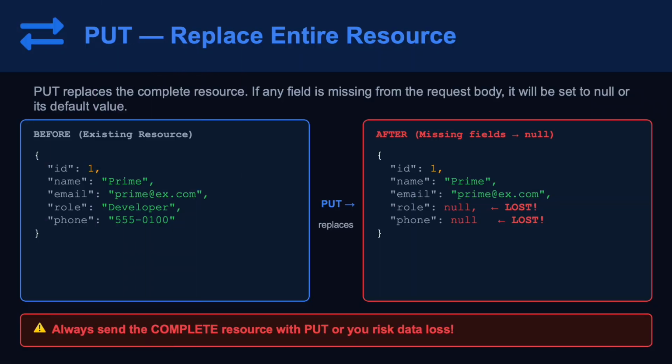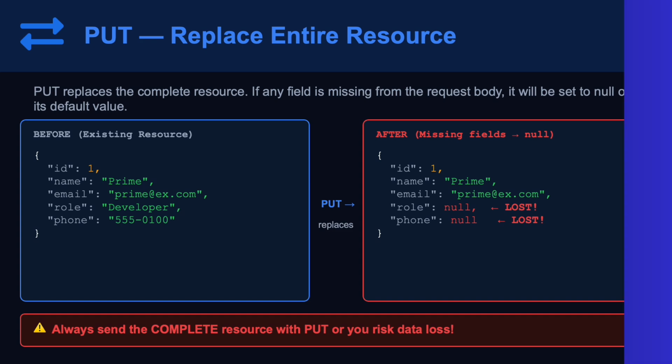Here's where PUT trips up developers most often. Silent data loss. In this example, we have a user resource with 5 fields: ID, name, email, role, and phone. If we send a PUT request with only ID, name, and email, perhaps because our form only showed those 3 fields, the server replaces the entire record. Role and phone are now null. This is by design. PUT means, replace this resource with exactly what I'm sending. The server isn't merging, it's overwriting.